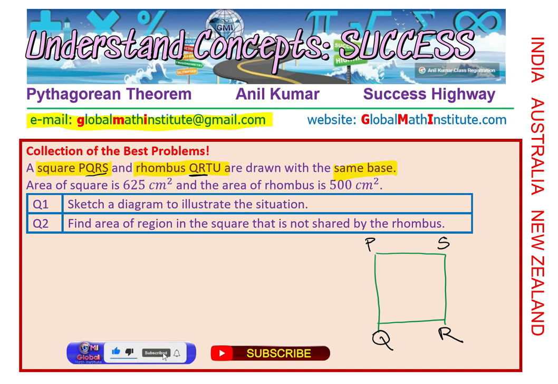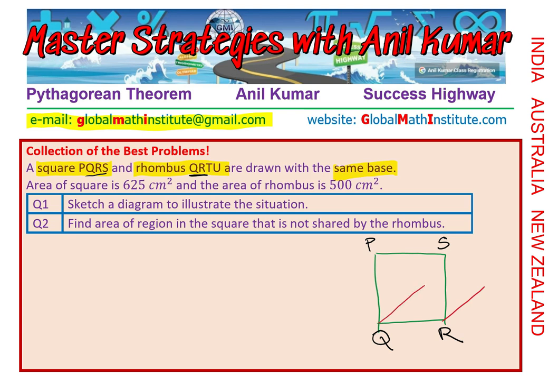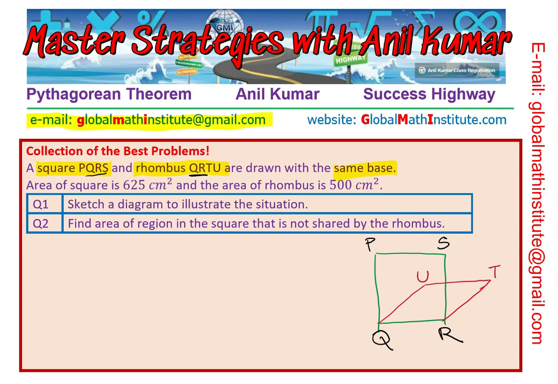And now the rhombus is QRTU. Rhombus is a parallelogram, as you know, which is kind of like this, right? So let me just sketch this. So that could be the rhombus. And rhombus is QRTU. So let me write T and U here. Makes sense. So that becomes the rhombus.